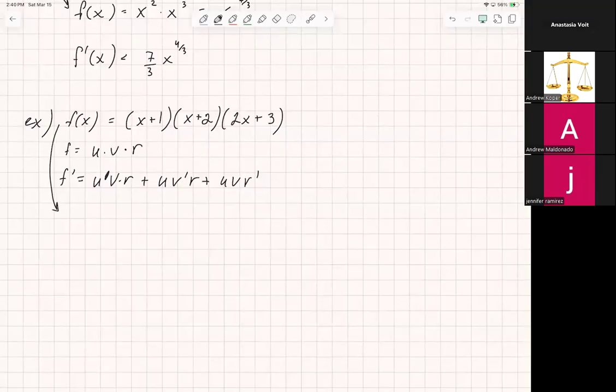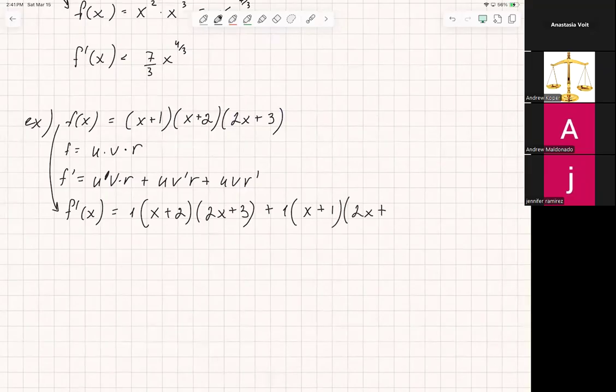So if we use this expression and I ask you to find f prime of x, first the derivative of the first portion, x plus 1, is just 1, and then you rewrite the rest of it. Then plus, now the first and third stay the same, and you take the derivative of the second one. So x plus 2, the derivative is again just 1, and then we just copy the first and third one, x plus 3.